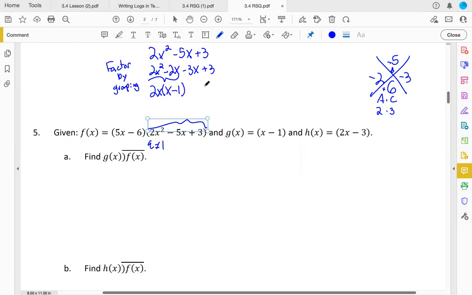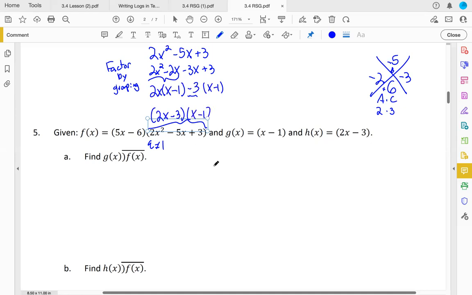If we do this correctly, the other binomial over here should match exactly and be x minus 1. But now you have to think out what times x gets you negative 3x. So definitely a 3, but what kind of 3? Hopefully you're saying negative. So now we can really say that this is, when factored, 2x minus 3 multiplying with x minus 1.